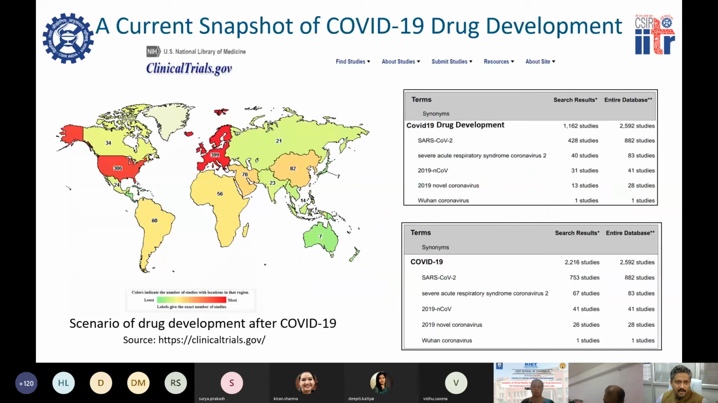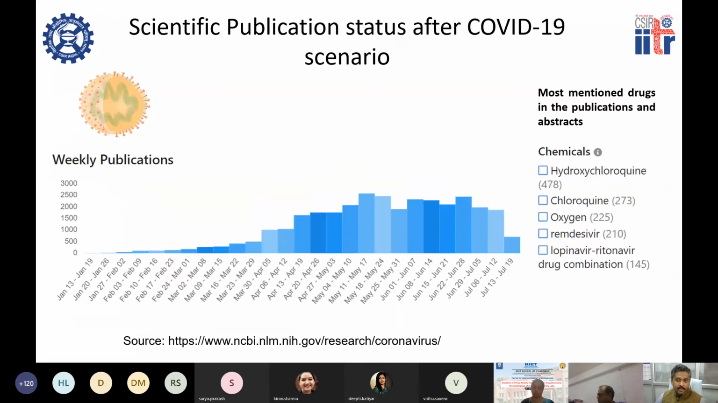When we started this work early in the pandemic, CSIR involved five verticals. One of the verticals was drug design, and we were part of that vertical. This is a snapshot we created of the scenario of drug development after COVID-19. As I said, more than 3,45,000 were registered. A huge number of new clinical studies were established during the COVID-19 pandemic.